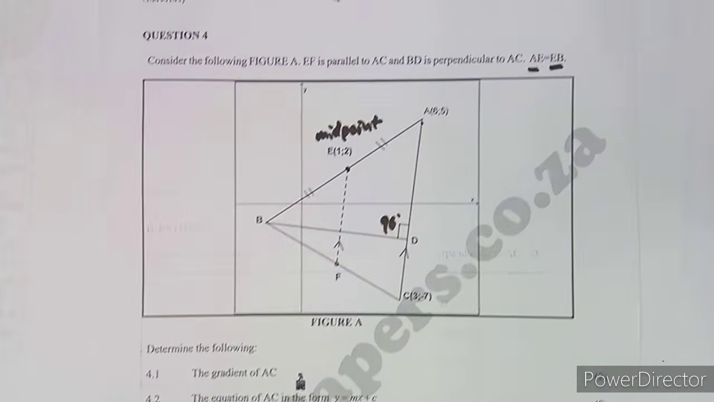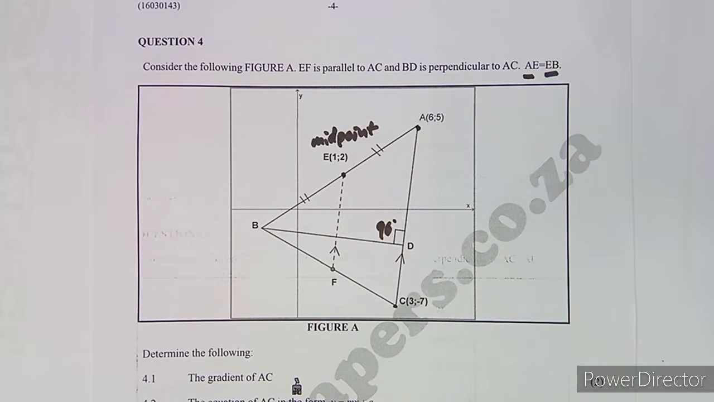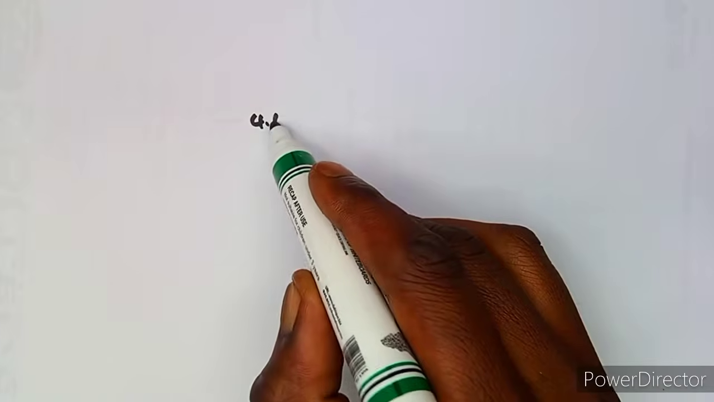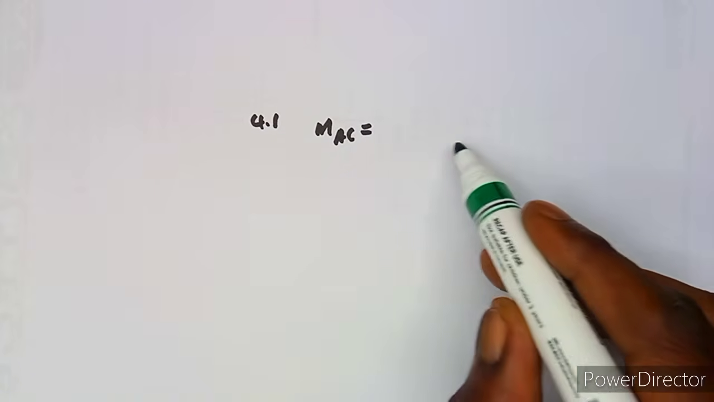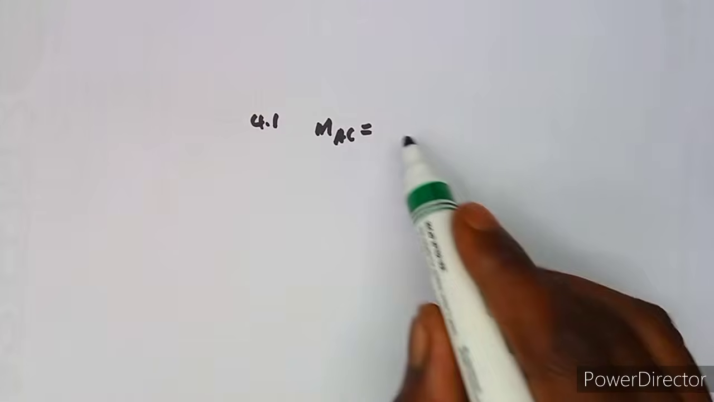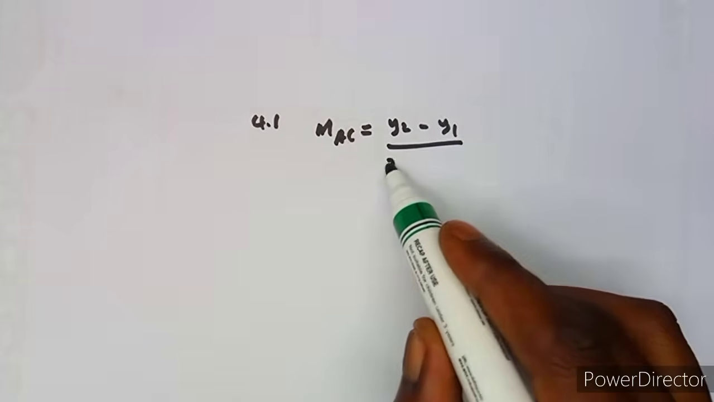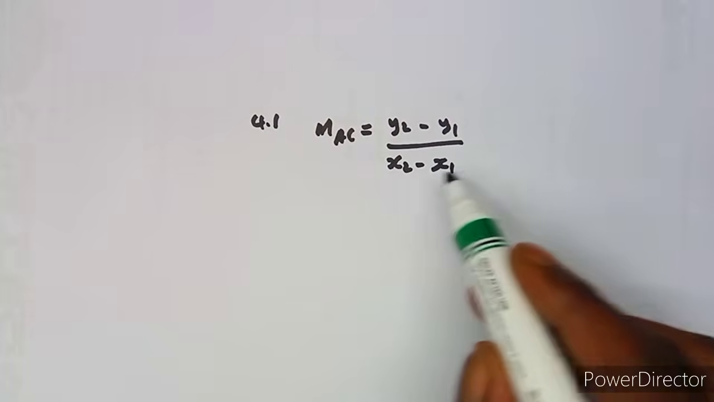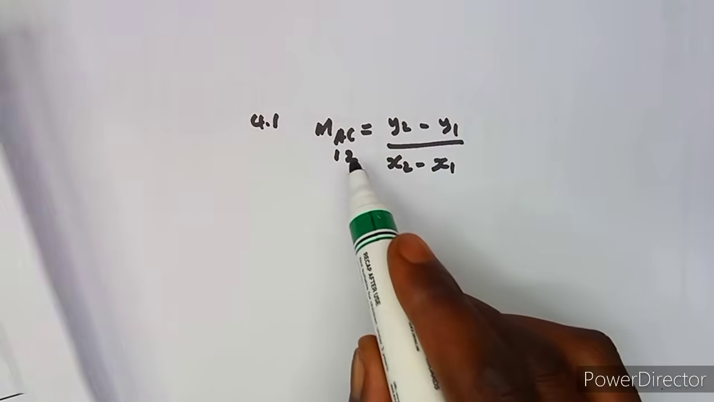So we have the gradient of AC, so take note we have the point A and the point C. For the gradient of the line, we simply use this formula. This is 4.1. Remember this is the gradient for AC, and gradient is the change in y over change in x. So it's going to be y2 minus y1 over x2 minus x1, from point 1, point 2. Anything that has 2 is going to be taken from C.